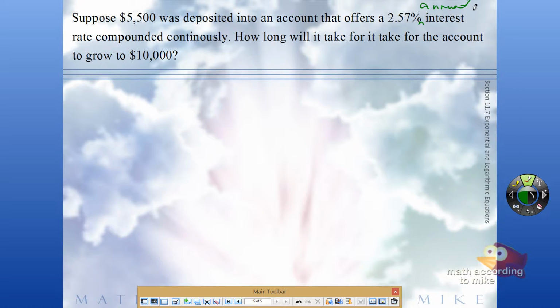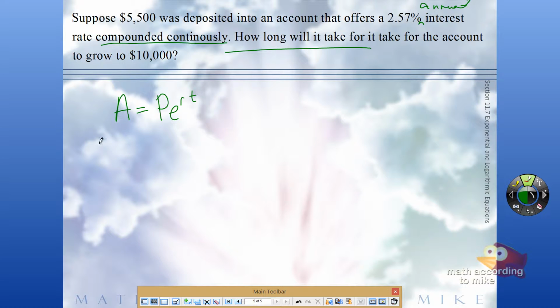Well, we had this similar problem earlier on when we had compound interest and continuous compounding, but in those we were solving for A. Here, by asking how long will it take, we're solving for T. Since it's compounded continuously, then it's this formula, A equals P e to the rt.